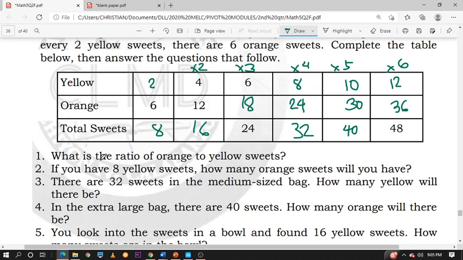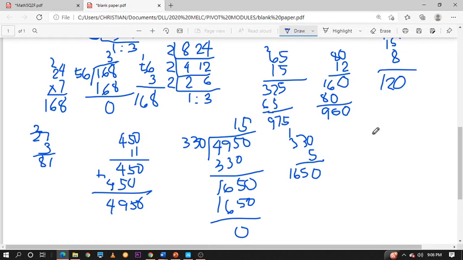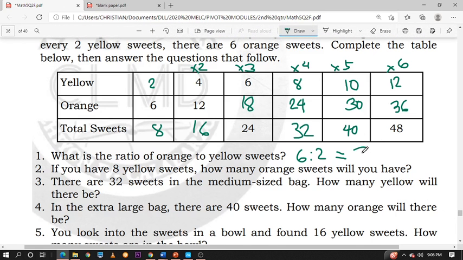So, the first question, what is the ratio of orange to yellow sweets? So, ang orange ay 6. Ang yellow ay 2. Pero isi-simplify natin siya. 6 is to 2. So, pag kin-CF natin siya sa continuous division, ito ay magiging 3. 2 divided by 2 is 1. So, ang lowest term niya is 3 is to 1. So, ito yung answer natin. 3 is to 1.